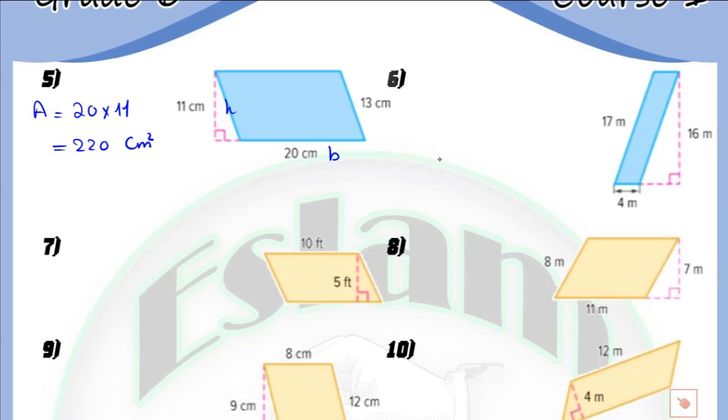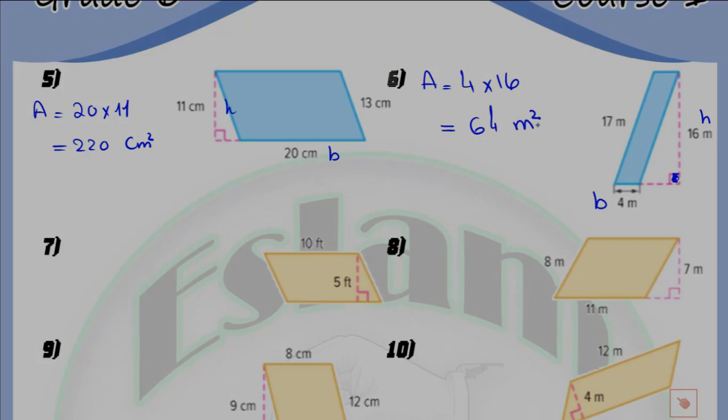Again in question number 6, the height is equal to 16. The height is perpendicular. Perpendicular means it is forming a right angle with a side equal to 4. So the base equals 4. Now the area is equal to the length of the base, which is 4, multiplied by the length of the height, which is 16. By multiplying, you will find that the answer is 64 square units.